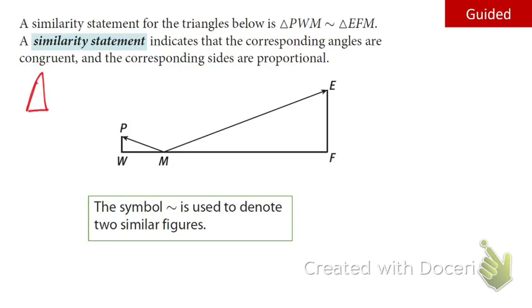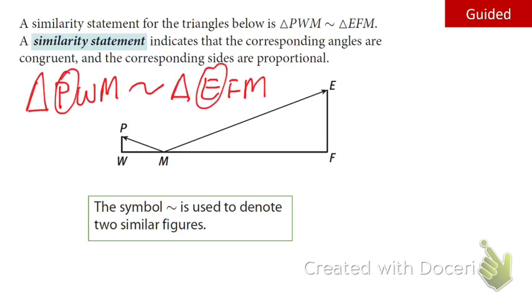It says triangle PWM is similar to triangle EFM. I want you to take a look at these first letters, P and E. If you notice, P corresponds with angle E. Let's take a look at the other letters. We have here W and F. If you look at W and F, they also are corresponding angles. Notice that this is the right angle of the triangle. And then also they share point M.